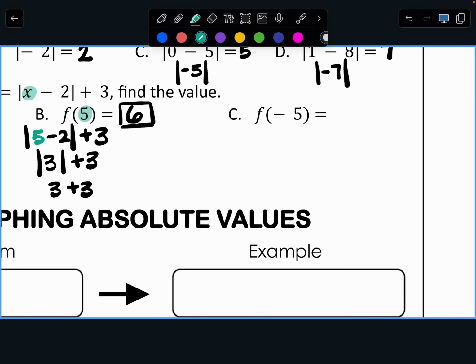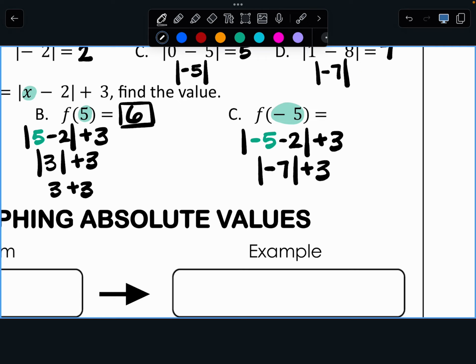Let's find f of negative 5. So we have the absolute value of negative 5 minus 2 plus 3. Negative 5 minus 2 is negative 7, so we have the absolute value of negative 7 plus 3. And the absolute value of negative 7 is 7, and 7 plus 3 is 10.